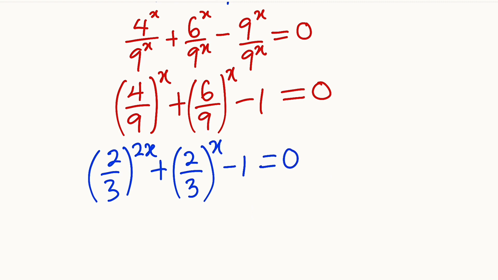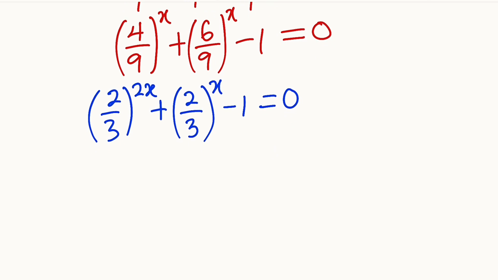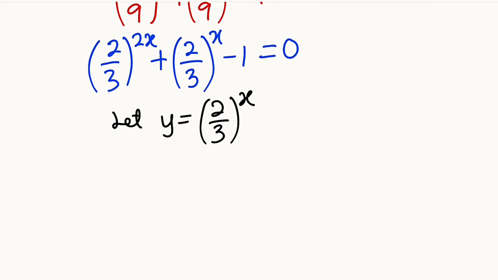Alright, let's keep on simplifying here. What we need to do next is to substitute. Let y equal 2 divided by 3 all to the power of x. So from the first term here, we can substitute y equal to 2 divided by 3 to the power of x, but still we have a power of 2. So this is y to the power of 2, then plus the second one is exactly equal to y, plus y, we have minus 1, and this is equal to 0. This is a quadratic equation, but non-factorizable. So we can apply the general formula to solve for y.